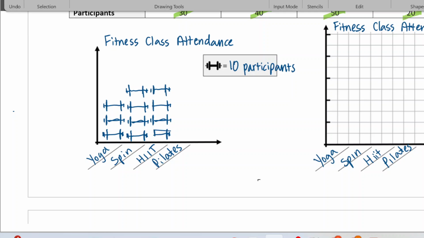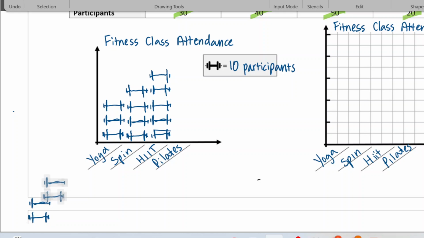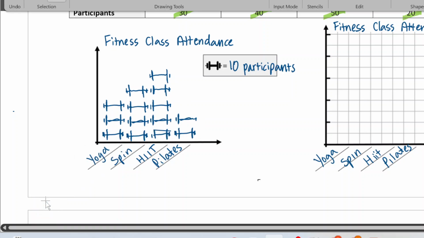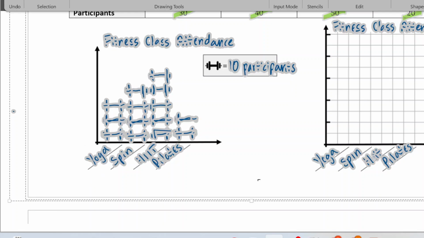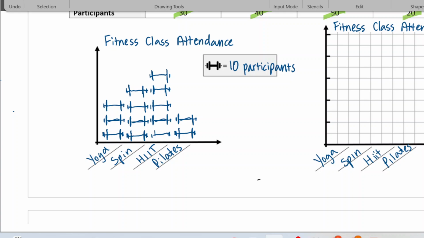Now, pictographs are great if you're a good drawer or if you have a digital program that'll help you do the drawings more consistently. Okay, and then Pilates had 20, so I'm just going to copy 2. And then move those over. There we go. Okay, oops. All right, so now I'm just going to erase this one here because it got a little funky. There we go. So I've got my spin class here.